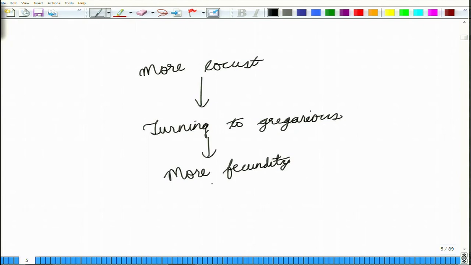Now, if you have more fecundity, that will again lead to more number of locusts, which will again lead to this formation of gregarious characteristics, which will further increase fecundity. So, basically once this phenomenon has started, it gives it a positive feedback, and so the size of the population goes on increasing. So you trigger this population once and then it will start to explode.